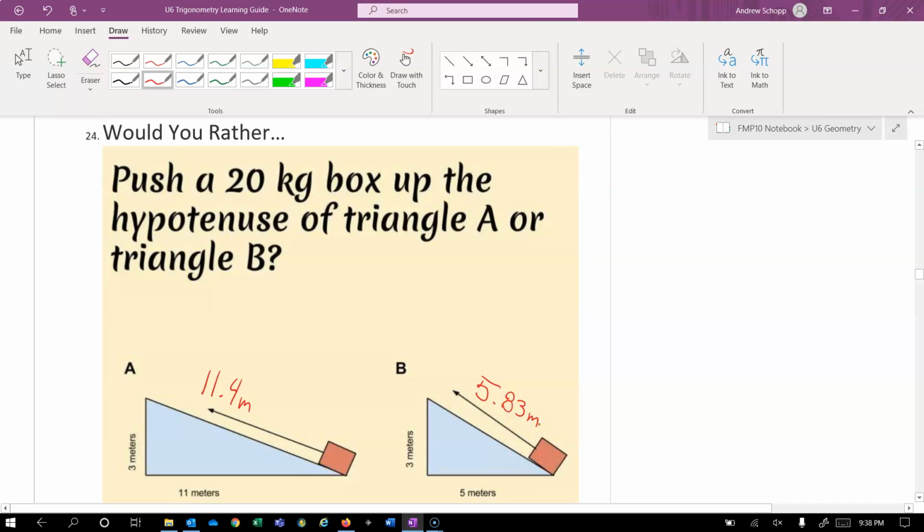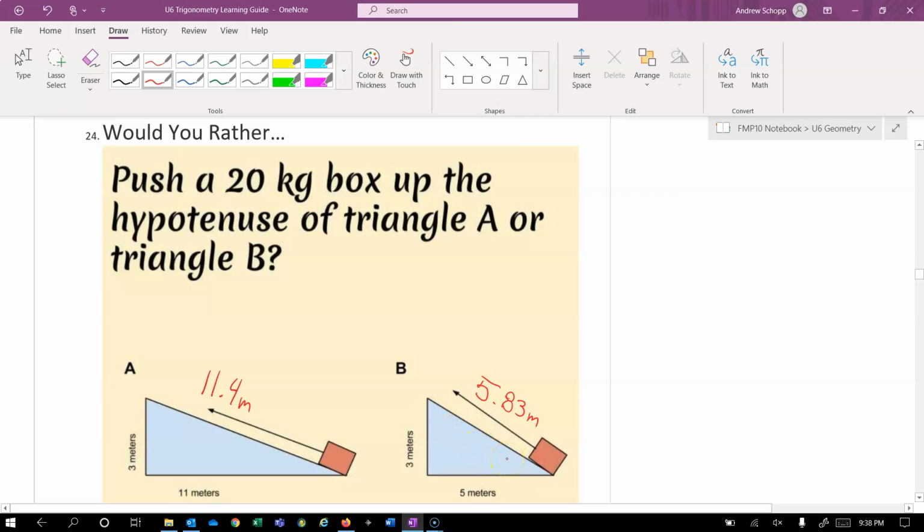So you might have chosen B because you're like, well, I'd have to push the box at a much shorter distance, almost half the distance, as you would with A. So that's one reason you might choose B. The other item that might play into what you're thinking about is how steep it is. And you can see that A is not as steep as B.